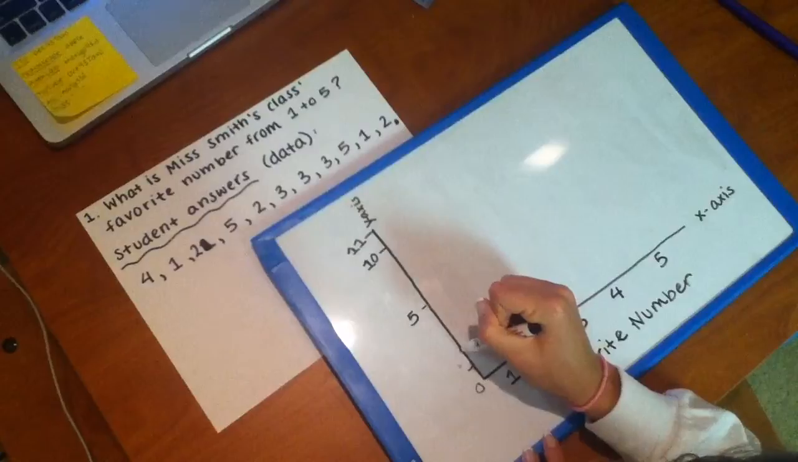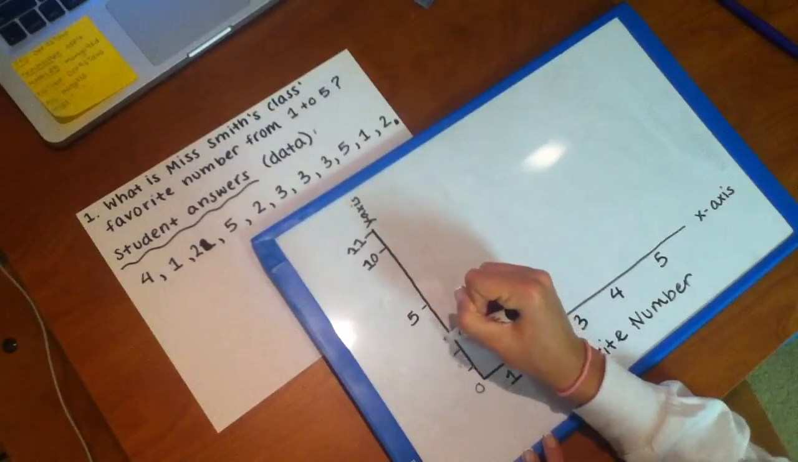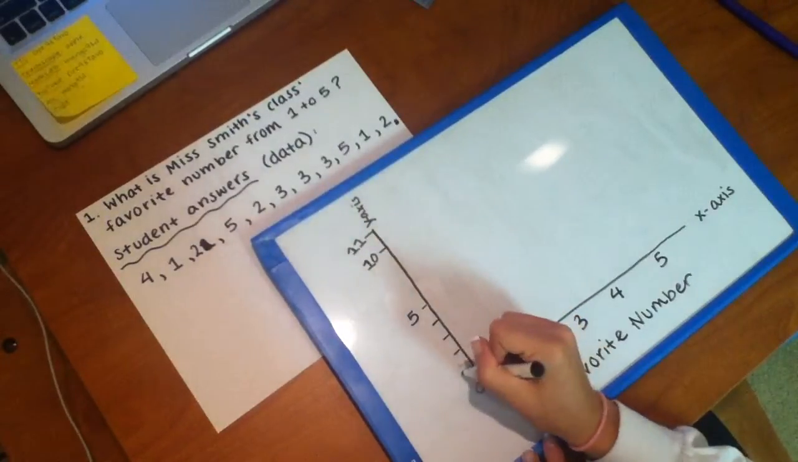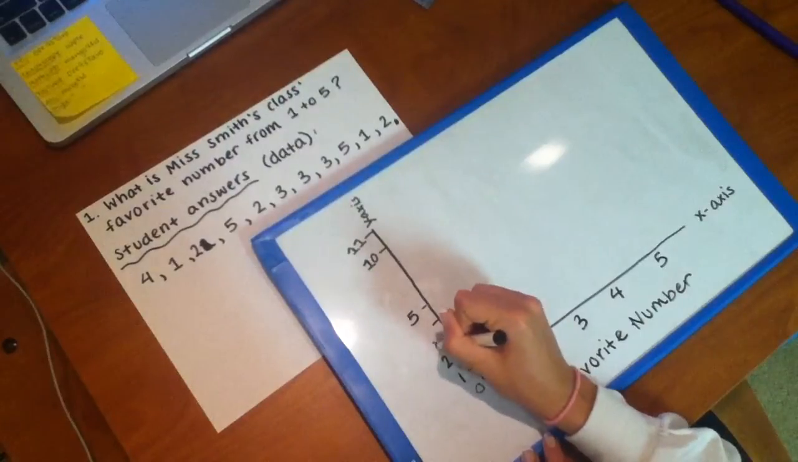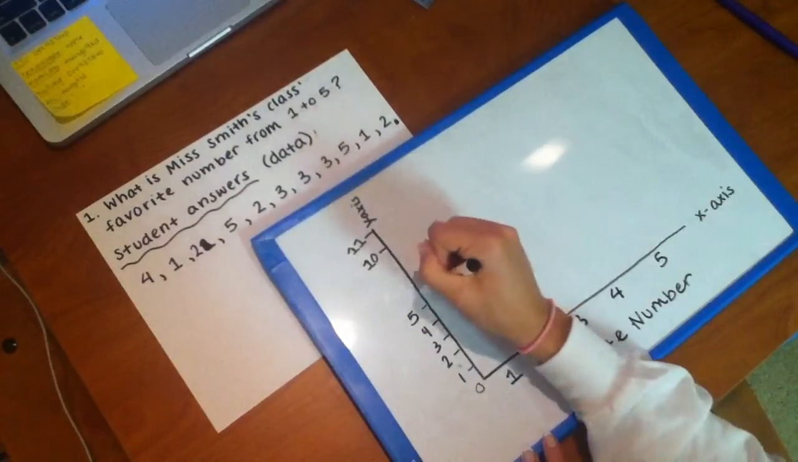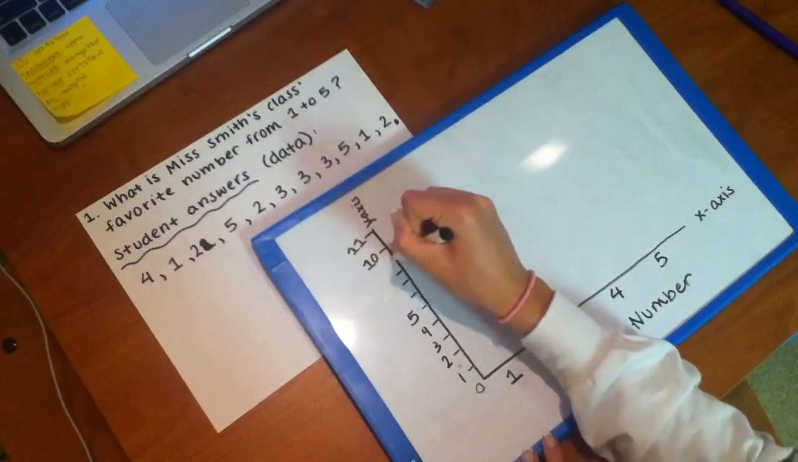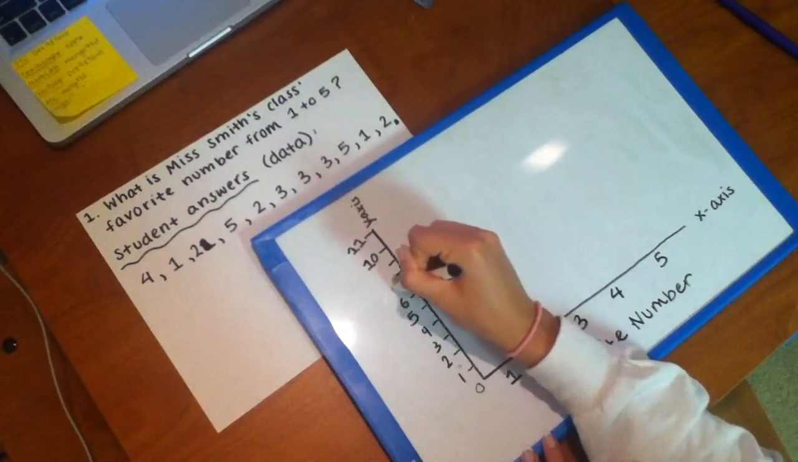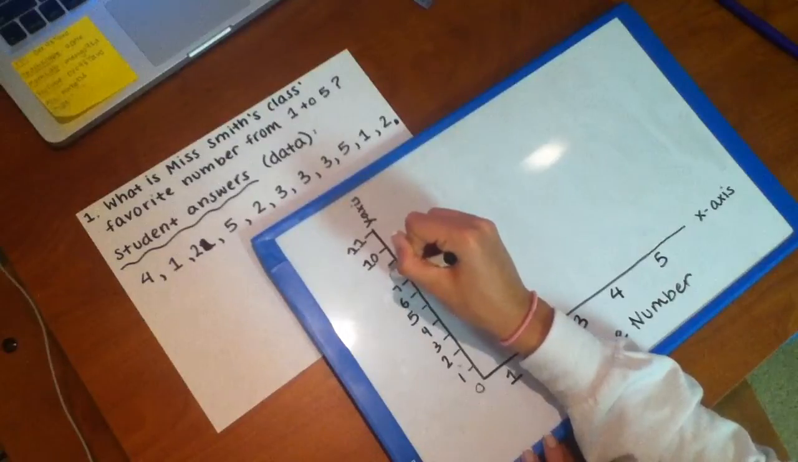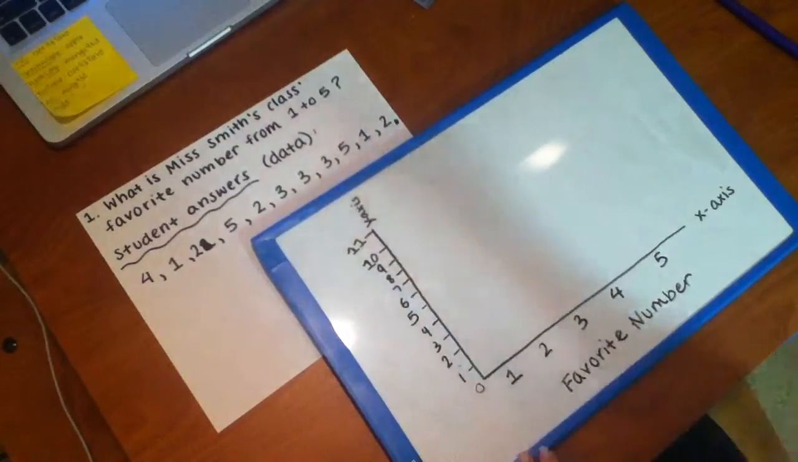1, 2, 3, 4, and then 5, 6, 7, 8, 9. You don't have to write in all of the numbers. I just like to so I can see exactly what I'm doing.